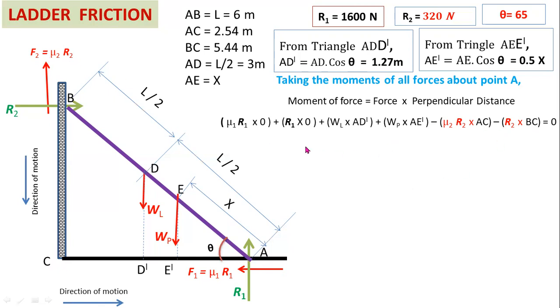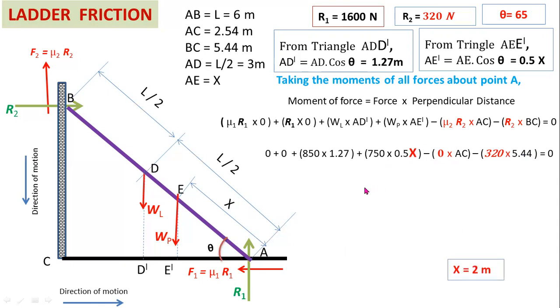Now substitute the values of AD', AE', AC and BC in this equation. Here 0.5 into x is the perpendicular distance, where x is the unknown value. From this equation, you can get the value of x, that is x equals 2 meters from the bottom of the ladder. The position of the person is 2 meters along the ladder. This is the final answer for this problem.